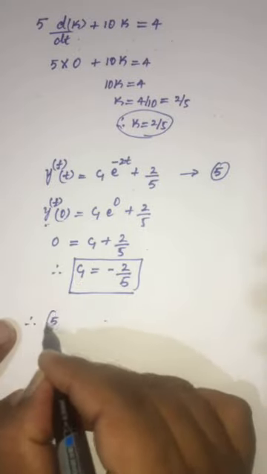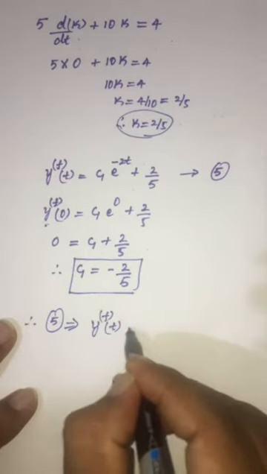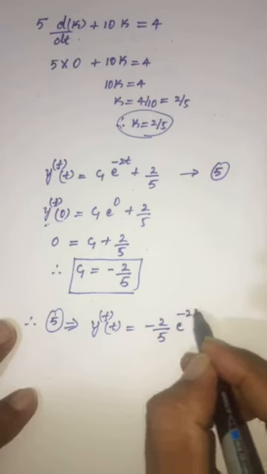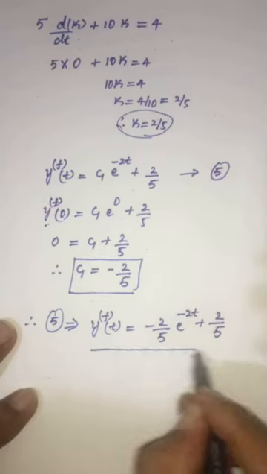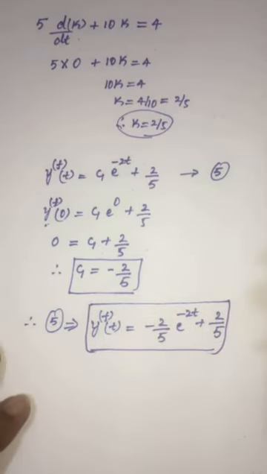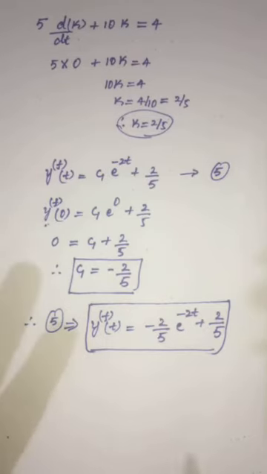Therefore equation 5 becomes yf of t is equal to minus 2 by 5 e to the power of minus 2t plus 2 divided by 5, which is the forced response of the given differential equation. Right, we have obtained the forced response of the given differential equation.